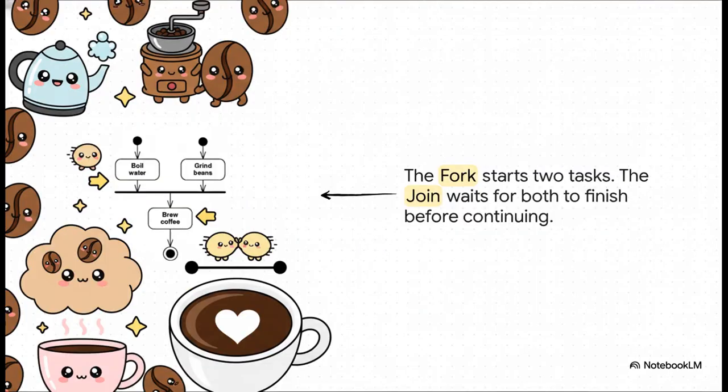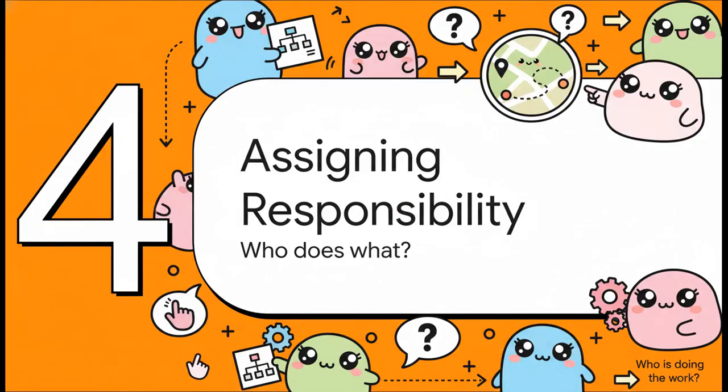And making coffee is the perfect way to get this. Think about it. You can boil the water and grind the coffee beans at the same time, right? So that first black bar, the fork node, splits the process into those two parallel tasks. Then that second black bar, the join node, acts like a meeting point. It just waits, and it doesn't let the process continue to brew coffee until both the water is boiled and the beans are ground.